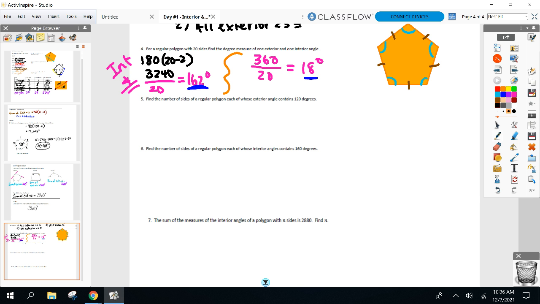You already know the exterior is 120. How can I find the number of sides? It should be 360 divided by the exterior, and then that's 360 divided by 120. 360 divided by 120 is 3.